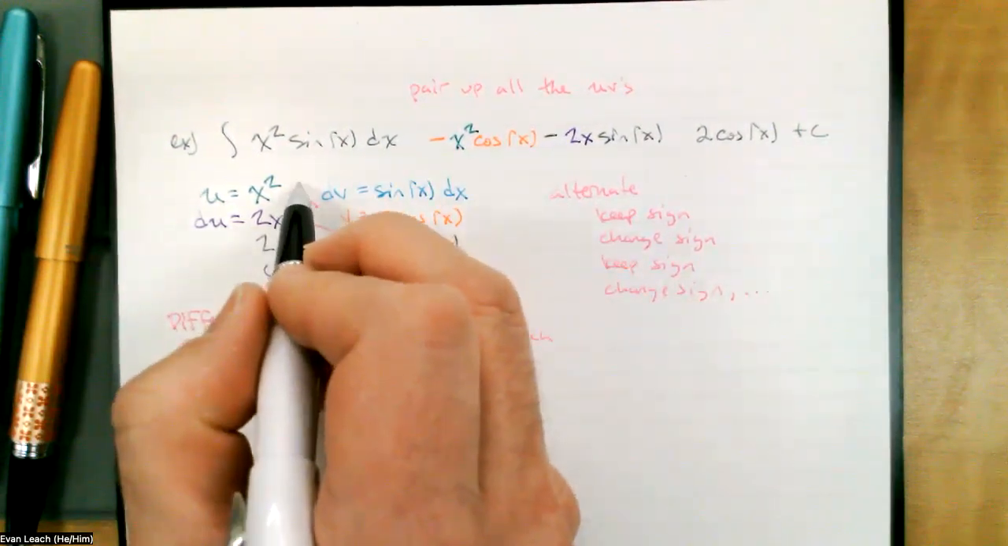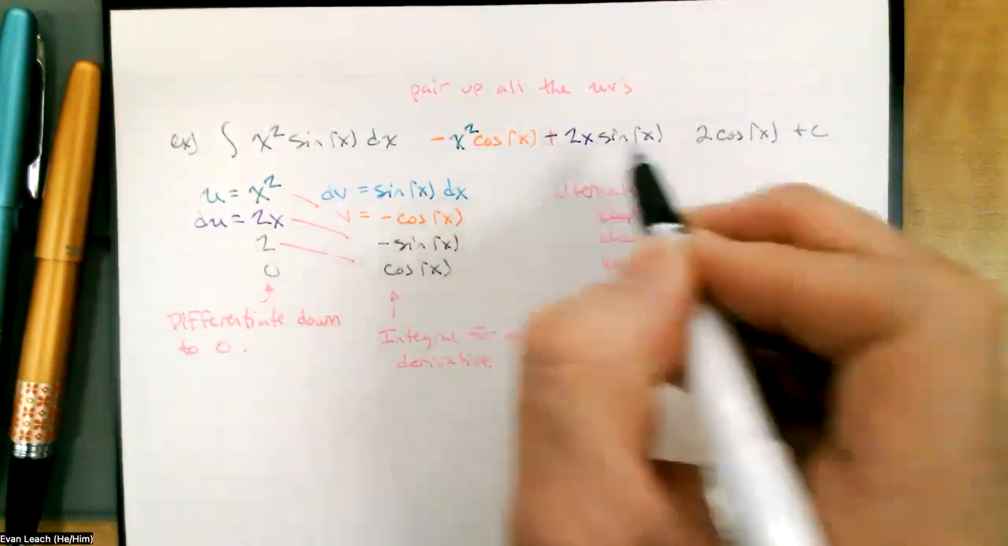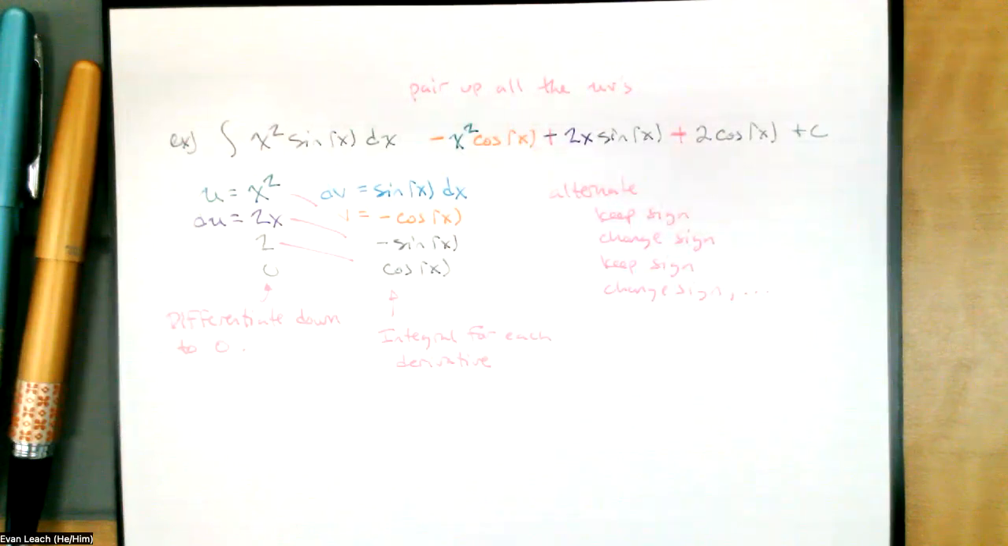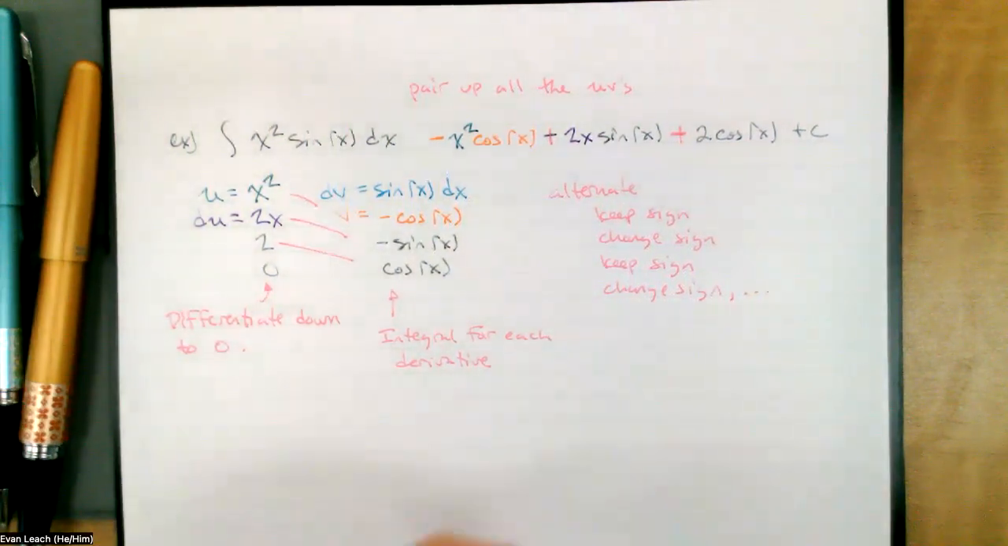So we're going to keep the sign here, change the sign here, keep the sign here, and then we're done. We alternate, keep the sign, change the sign, because the parts formula is uv minus the integral of v du. And if that v du is parts again, it's going to be uv minus, uv minus, uv minus, uv minus. And so every other one, the negatives cancel out and become positives. So in an infinite parts.